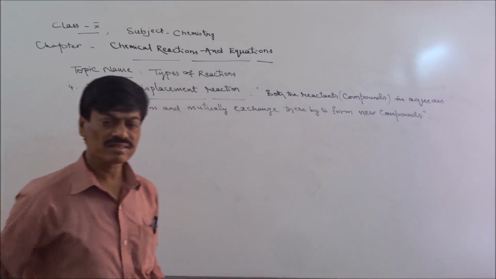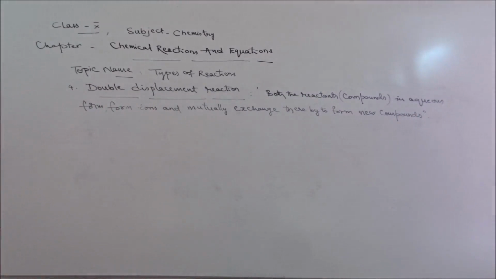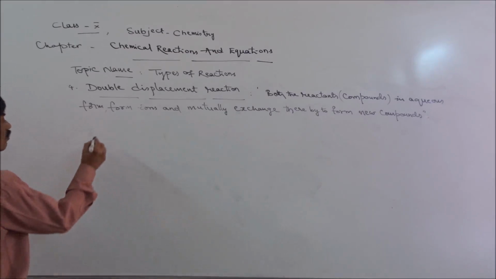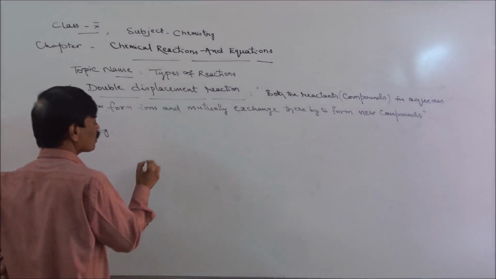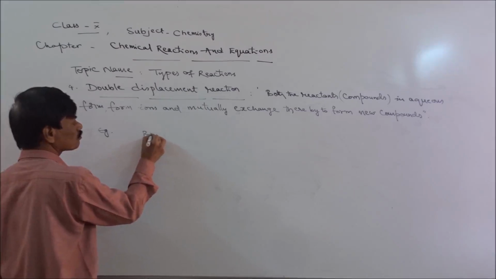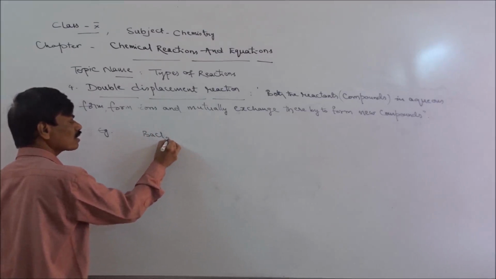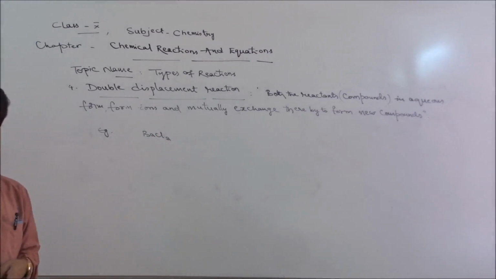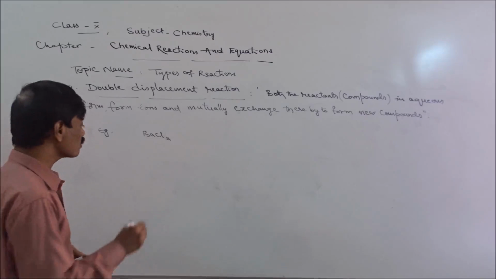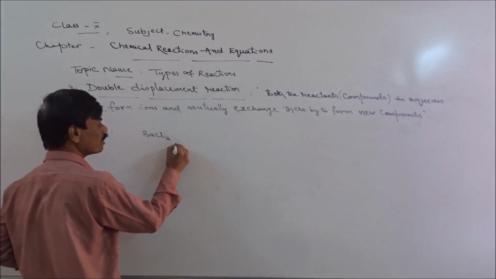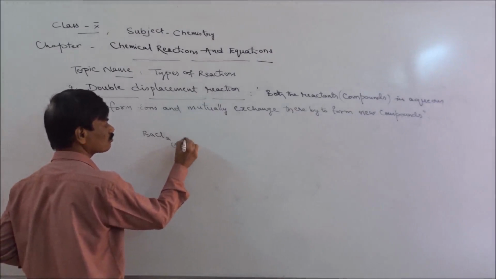Is known as double displacement reaction. Now let us see an example for this. We will take barium chloride. It is a white colored crystalline substance. A pinch of barium chloride will dissolve in water. As a result, we will get aqueous barium chloride solution.